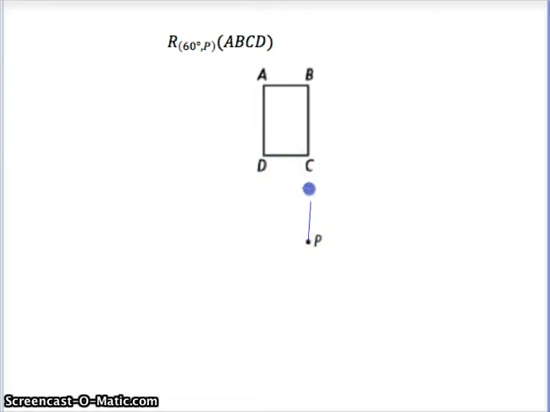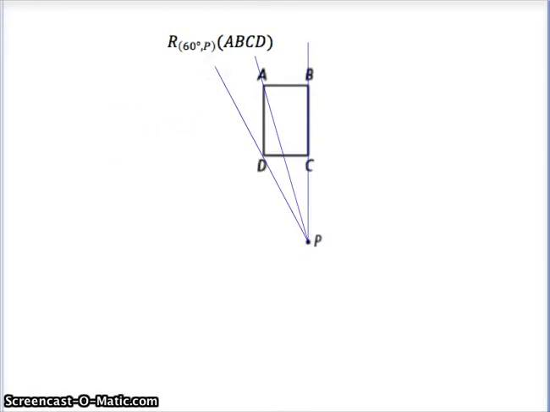So the first step here, we want to draw a line from the center of rotation P to each one of my vertices, and that works out well here because both of these vertices lie on the same line. So I'm going to draw a line from P through A, and then a line from P through D.